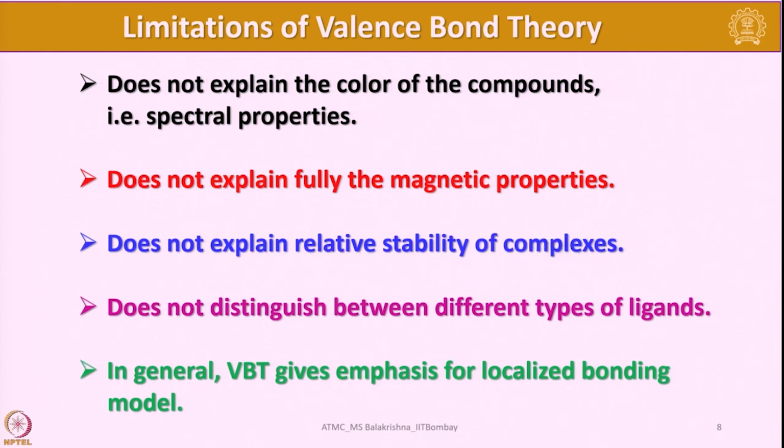Once you have coordination number 4, it can depict whether it is tetrahedral or square planar, but the relative stability of complexes with different ligands does not come from valence bond theory. That means it does not explain strong field and weak field ligands; it does not distinguish between different types of ligands. As far as valence bond theory is concerned, whether you take cyanide, carbon monoxide, triphenyl phosphine or ammonia, it is just a ligand having a pair of electrons that is coming towards the metal, that is it. In general, VBT gives emphasis to a localized bonding model.